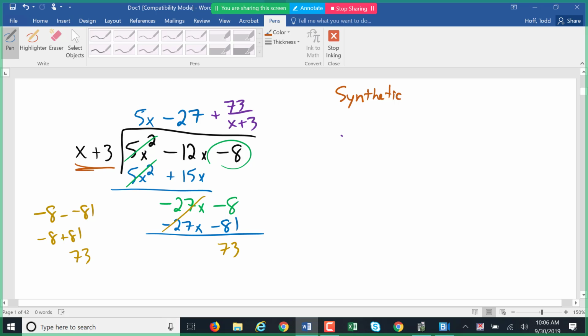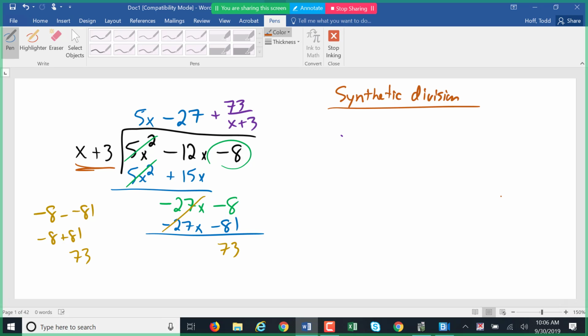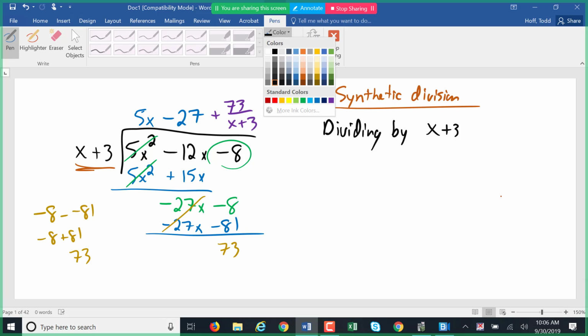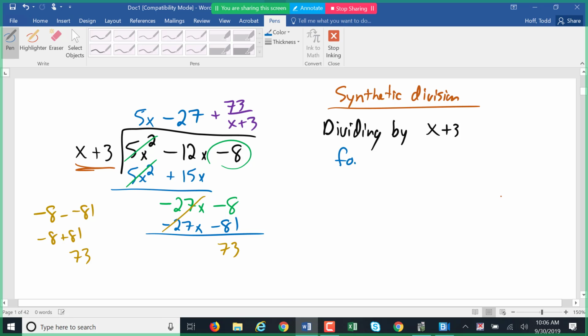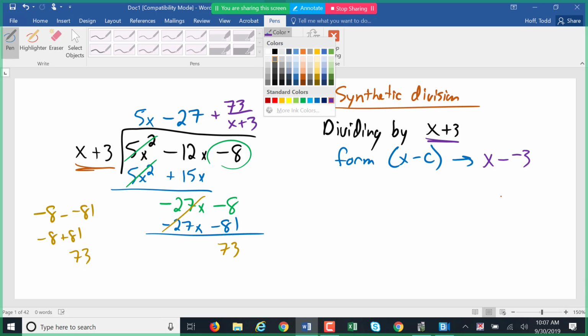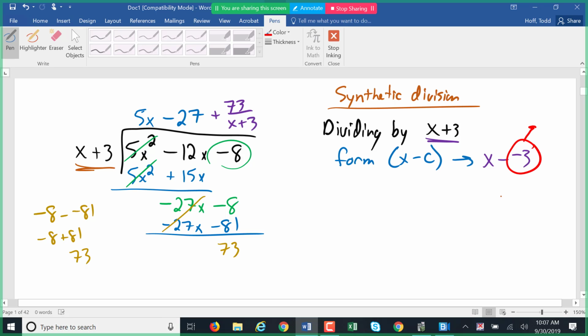Well, since this is of the form x with a coefficient of 1 on it, we can do synthetic division. Synthetic division is a shortcut that simulates all these steps without all the calculation and subtraction. If we're dividing by x plus 3, we put it in the form of x minus c, x minus a constant. In that form, this would be x minus a negative 3. That's equivalent to x plus 3. So c here is negative 3.